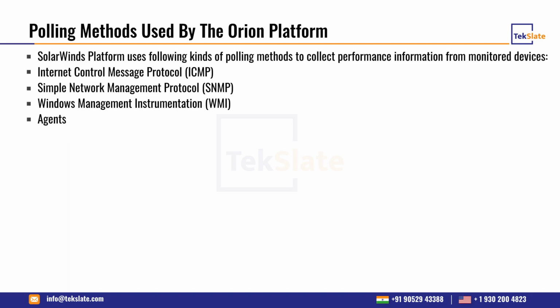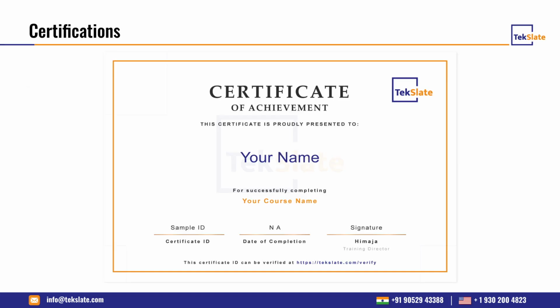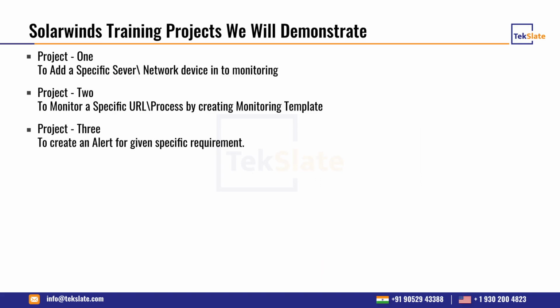So here, this is the basic demonstration we have gone through: how the SolarWinds architecture will be, how SolarWinds pulls the information, how it collects, how scalability can be done, and what are the different polling methods available in SolarWinds to poll the information. And this is the certificate which you will be getting once the training has been completed. This course completion certificate in this particular format will be shared with you, and we will cover what projects or live demonstrations we will be showing here.